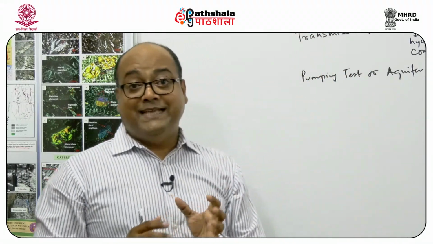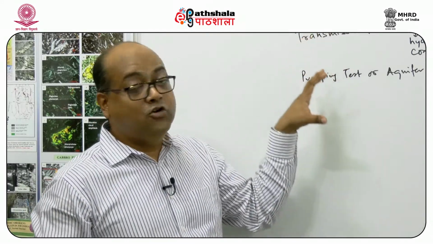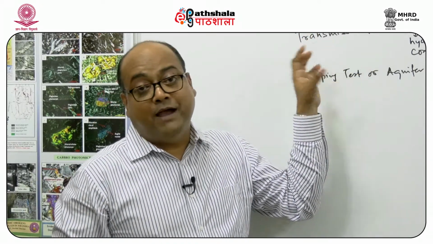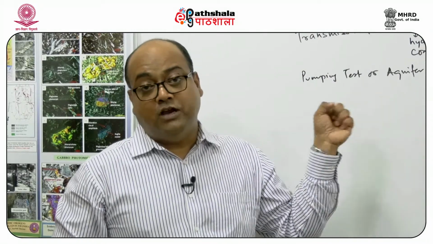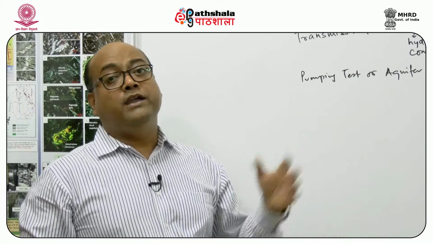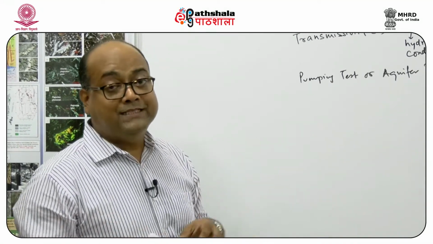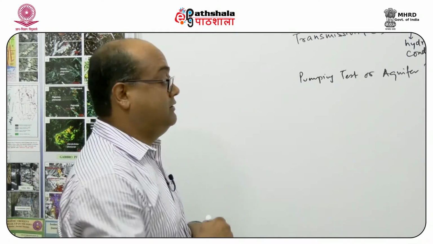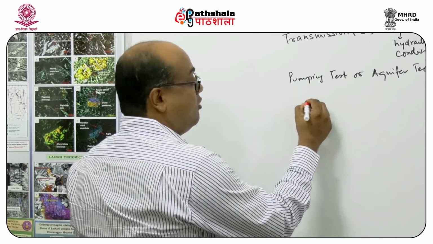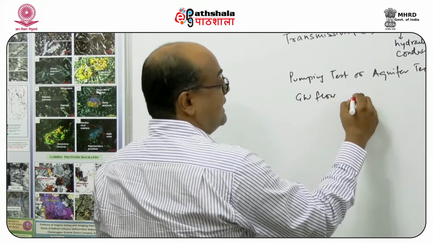And as I said, remember, in the field everything is happening in a three-dimensional space. So how are these properties obtained by using the measurements of drawdown? First, let us try to understand, without going into the details, the equation of groundwater flow in radial coordinates. So the groundwater flow equation goes like this.